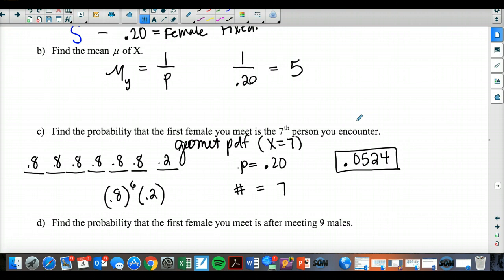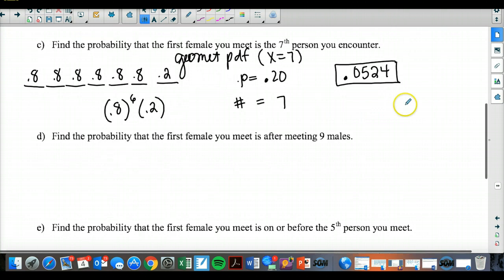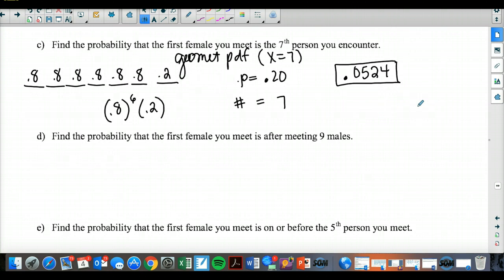And you might see a multiple choice that has it written out like that, where you've got to look at it and go, okay, yeah, that's 7 trials, this is 6 failures and 1 success. All right, find the probability that the first female you meet is after meeting 9 males.